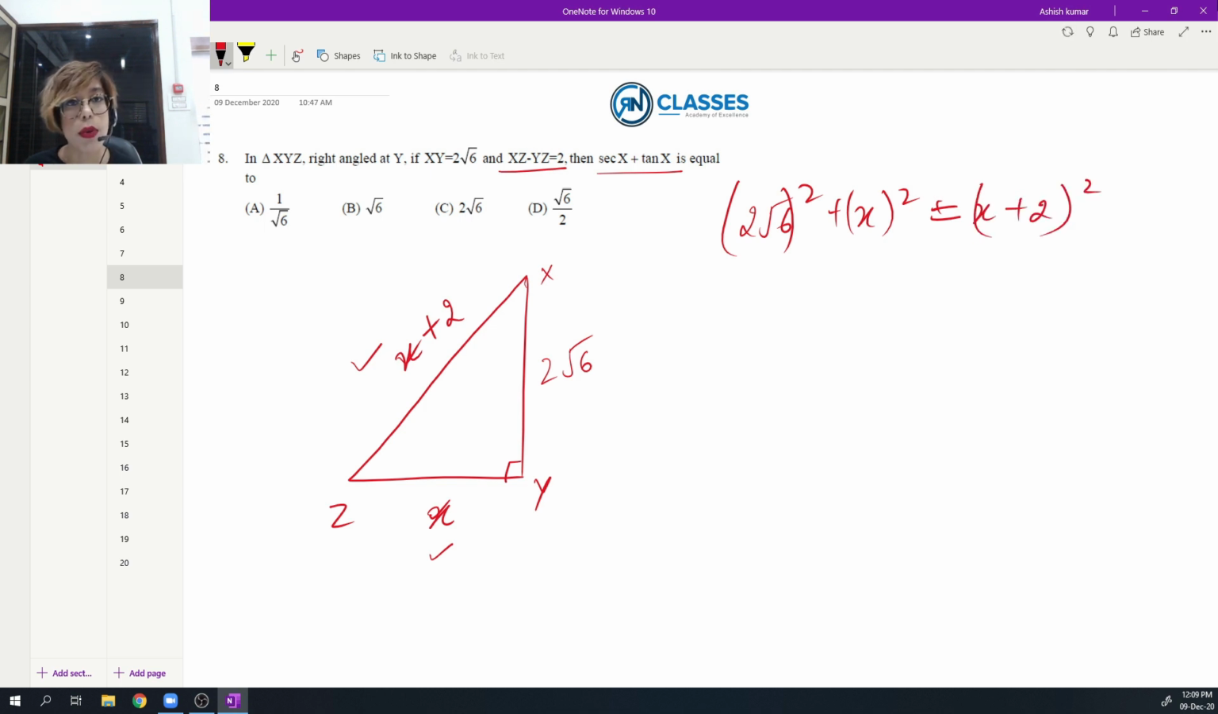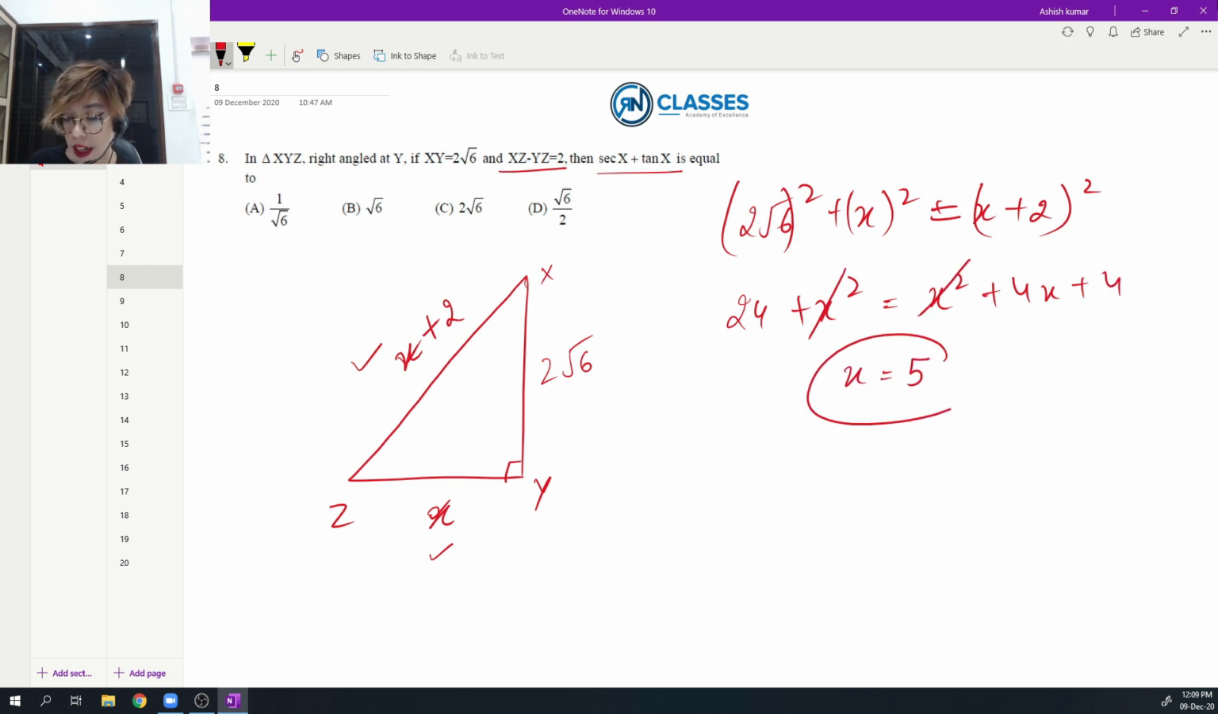Right, the sum of the squares of these two sides is equal to the square of the hypotenuse. So 4 into 6, which is 24, plus x square is equal to, let's open this up, x square plus 4x plus 4. Right, so this and this get cancelled. I'll get x as 5. So this is 5 and this is 7.